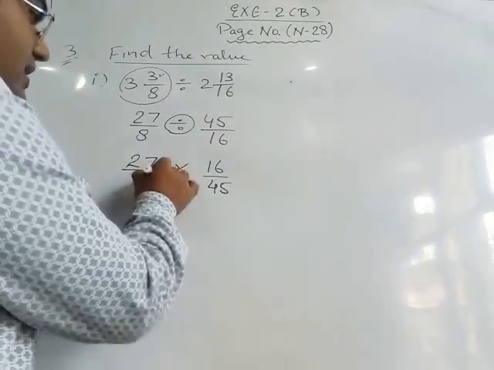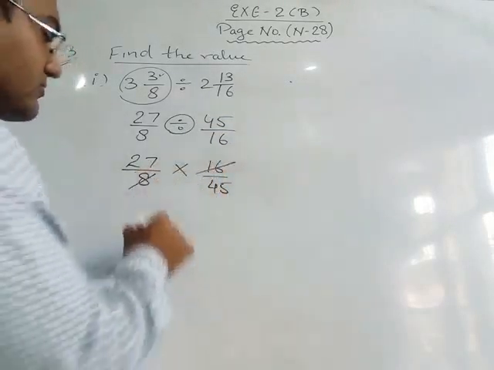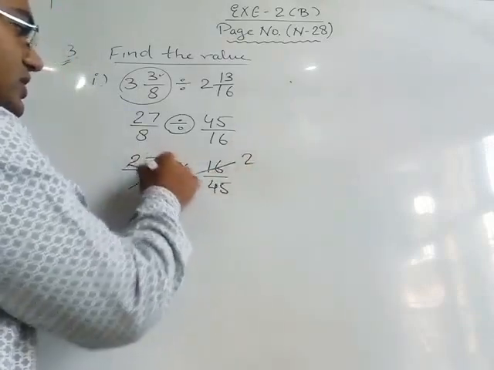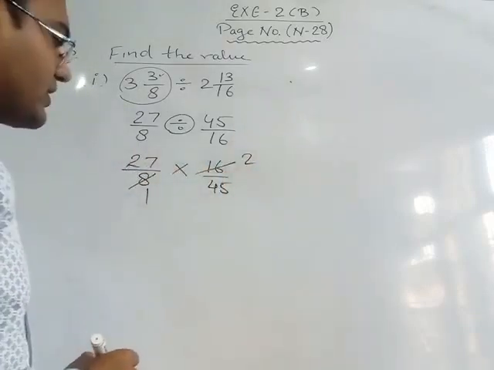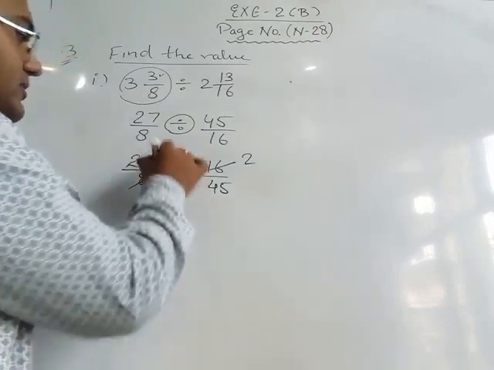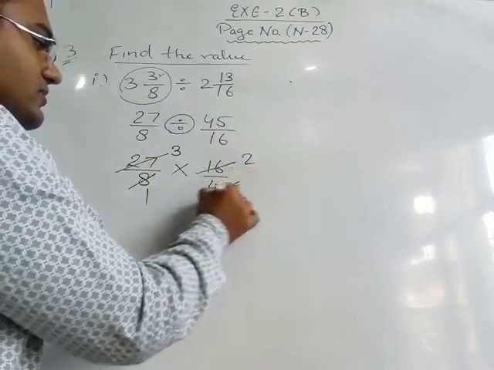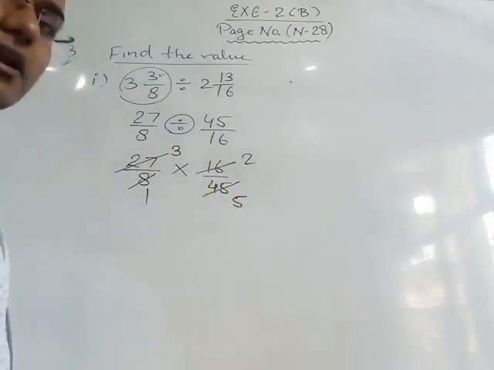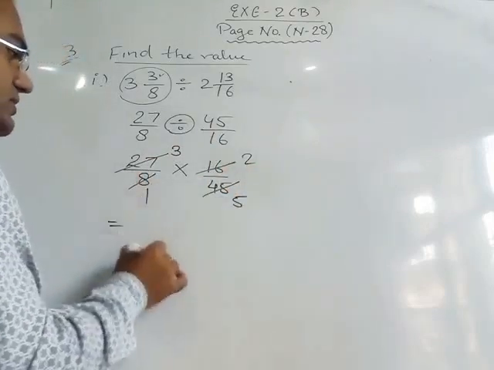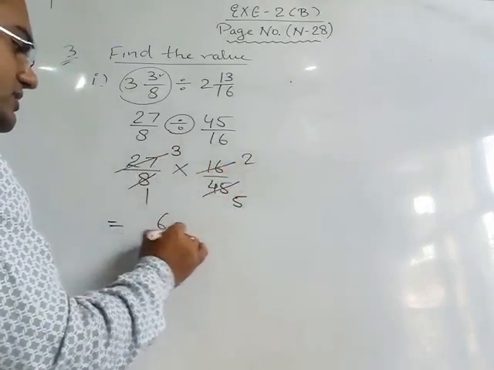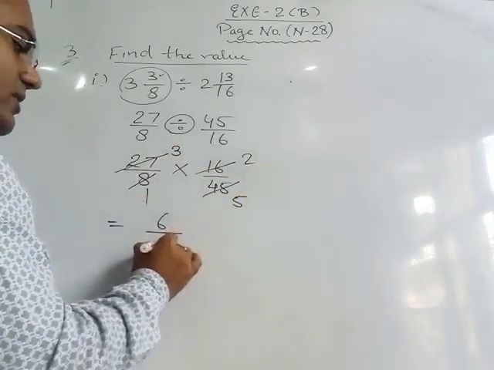Now 8 and 16 both will get cancelled. 8 1s are 8, 8 2s are 16. These two also will get cancelled with the table of 9. 9 3s are 27, 9 5s are 45. Now next step is we have to multiply these two numerators. 3 multiplied with 2 will become 6 upon 1 multiplied by 5 will become 5.